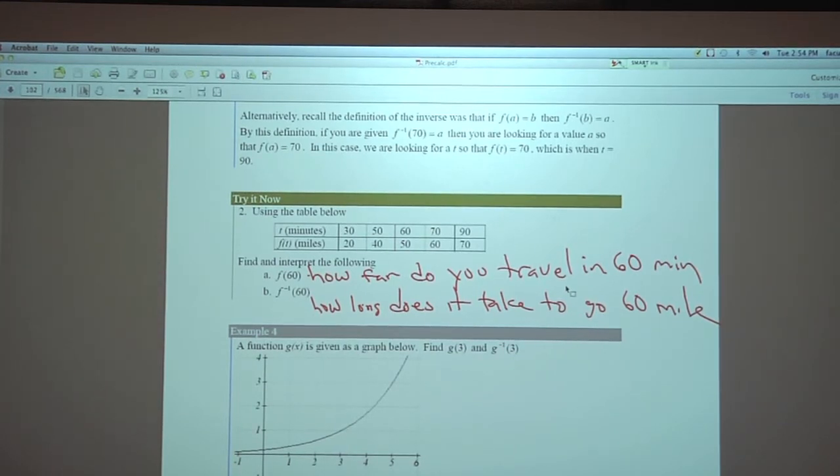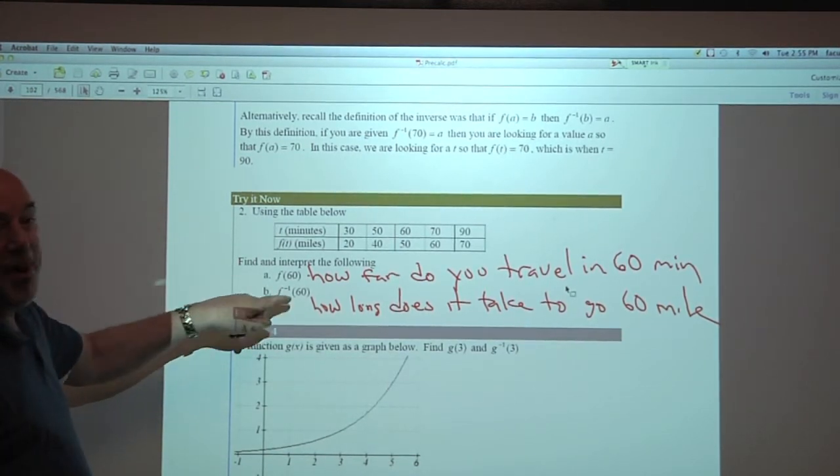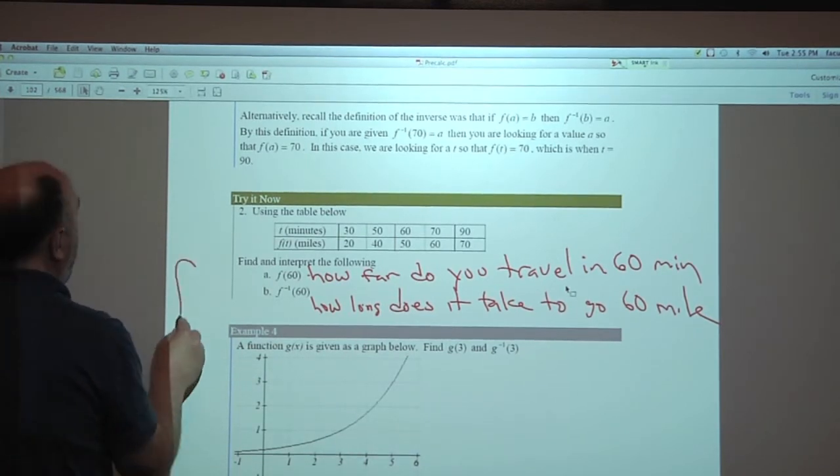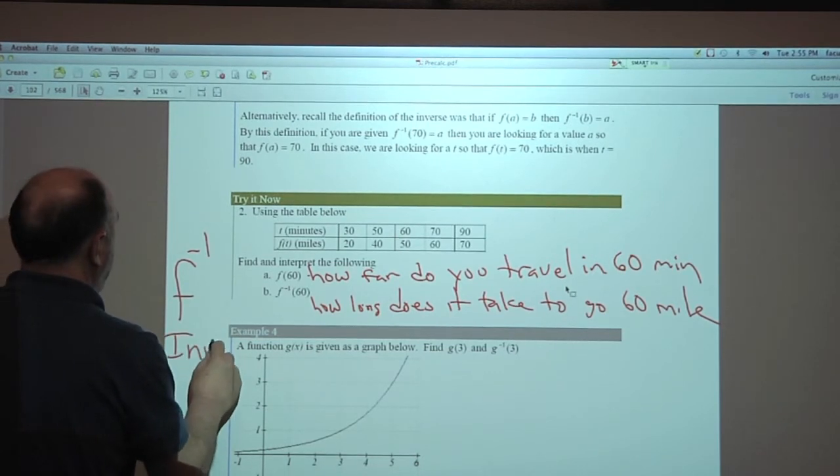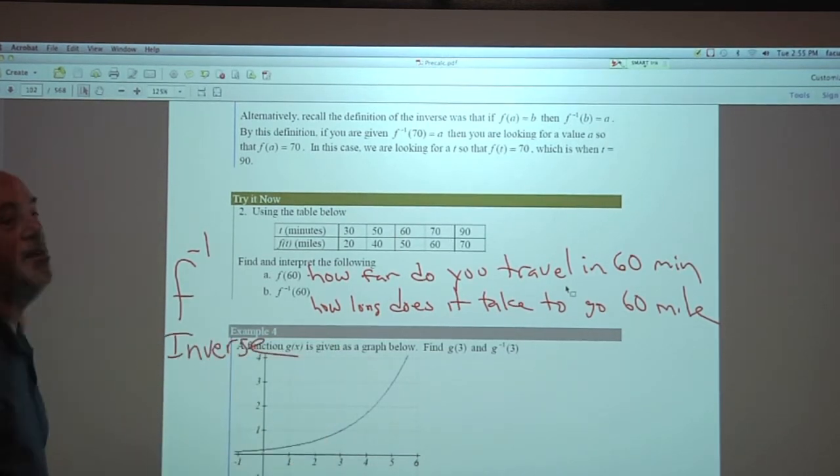Any question on that? Yes? So how are you supposed to tell if it's different? Is there something by the 60 on the second one? You've got f, and then this is f minus 1. F minus 1 means the inverse, right? In terms of notation. So you got f of x, and then the inverse would be f minus 1 of x. Again, it's notation for that.